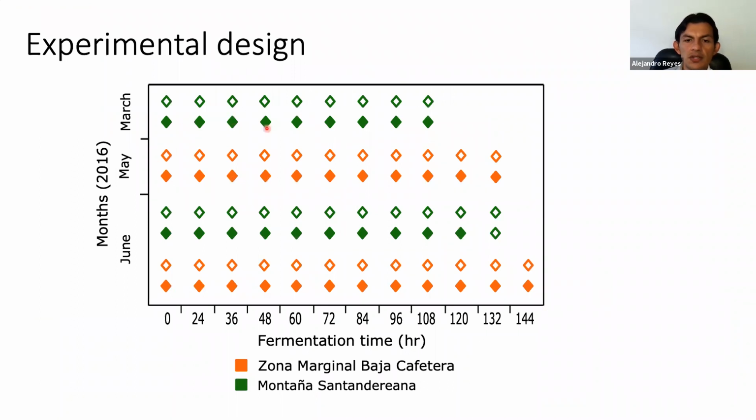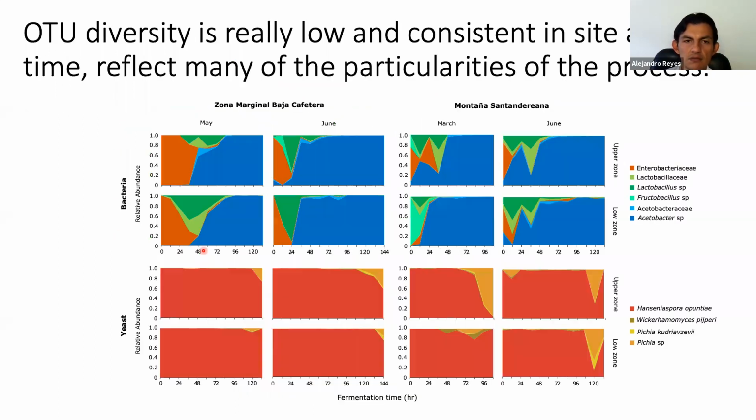So this was followed over time over the fermentation process in hours in two different regions, in Santander and in Antioquia, and in two different times of the year, during the dry season and the wet season. And what we can see here is really a variation in the microbial community, as we would expect. So here we have the yeast, here we have the bacteria. This is the relative abundance over time for each of the two regions, each of the two time zones. We can see that the process is really consistent and very reproducible in the different regions.